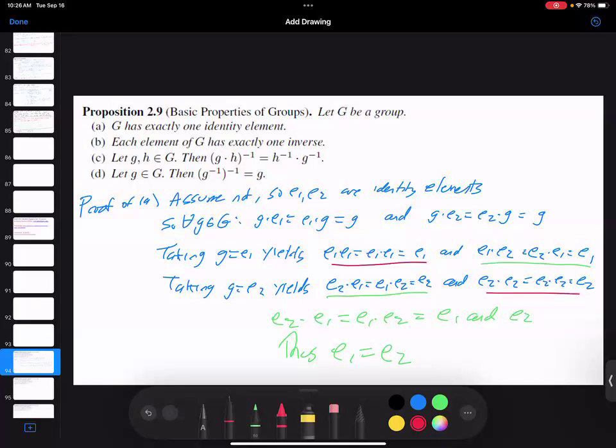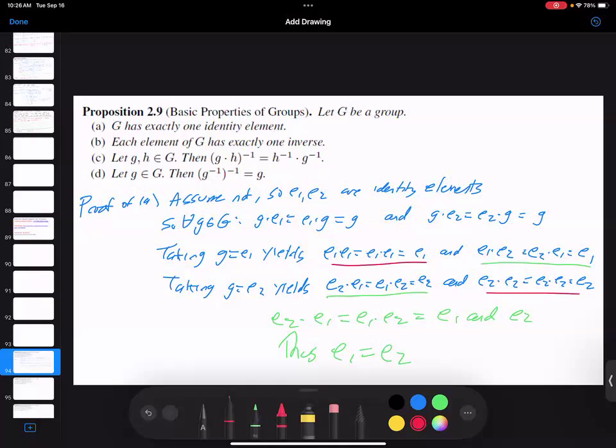G has exactly one identity element. And so the proof was assume not, so then there are two identity elements, E1, E2. And then we wrote down what does that mean. So this is a proof by contradiction. Well, for E1 to be an identity element, no matter what G we take, GE1 equals E1, G equals G, and GE2 equals E2, G equals G, and then we got a contradiction. How do we get a contradiction? We chose a good value of G.